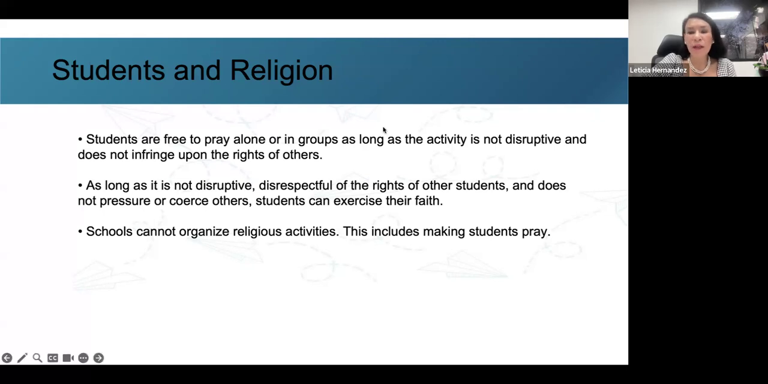As you delve into this more with some scenarios, you will see that you will have to make some decisions in order to decide whether or not students can have religion in their school.